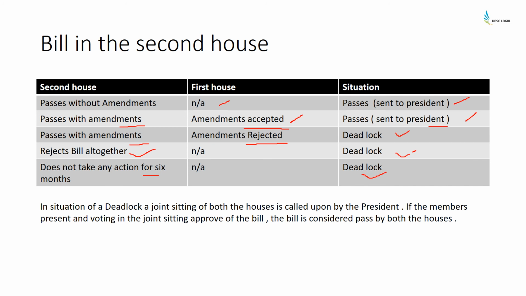In case of a deadlock situation, a joint sitting of both the houses is called by the president, and if the members who are present and voting in the joint sitting approve, the bill is considered to be passed. One thing that is important to remember in this case is that once the joint sitting has been called by the president, no action can be taken by either of the houses in regard to that particular bill.